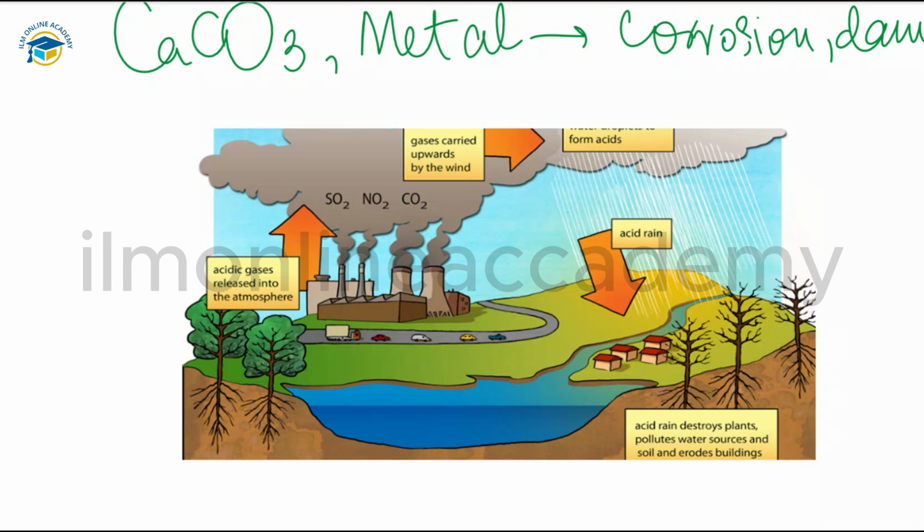What will happen? Sulfur dioxide and oxides of nitrogen, you can see here, are present there. They come out from the factories by the burning of fossil fuels like coal, oil and crude oil. These gases move upward by the wind, and then we have chemical reactions in the air, in the clouds, and then they form the acid rain.